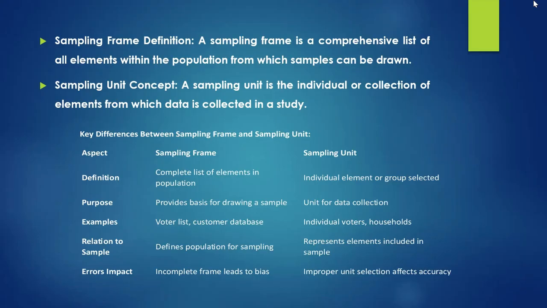Examples for sampling frame are a voter list and a customer database. For sampling units, individual voters and households. In relation to the sample, the sampling frame defines the population for sampling. The sampling unit represents the elements included in the sample. Regarding error impact, for the sampling frame, an incomplete frame leads to bias. In the sampling unit, improper unit selection affects accuracy.